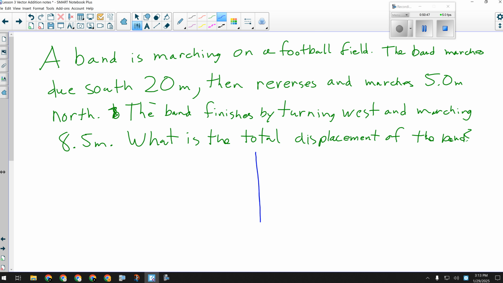Our first vector was 20 meters south. Our second vector was 5 meters north. And our last vector was 8.5 meters west. So our total displacement would be that line right there.